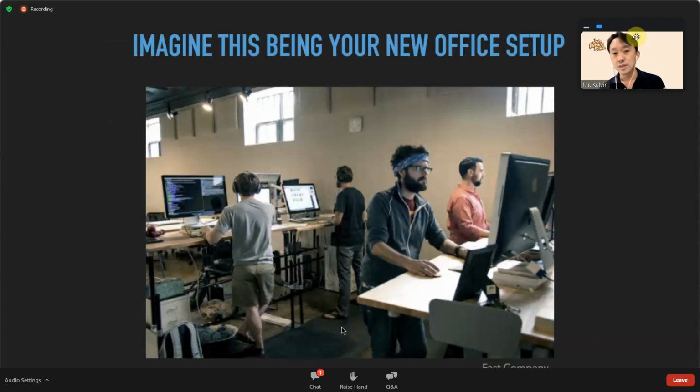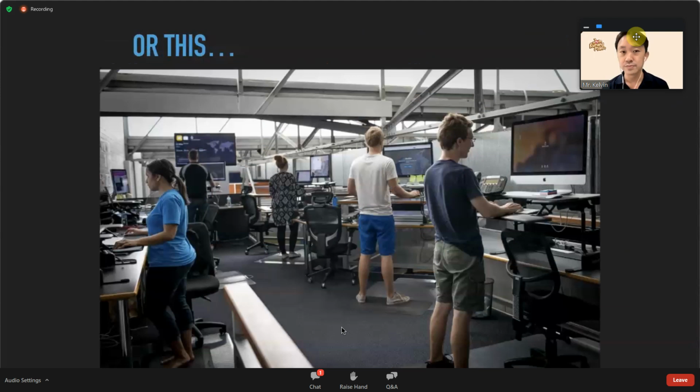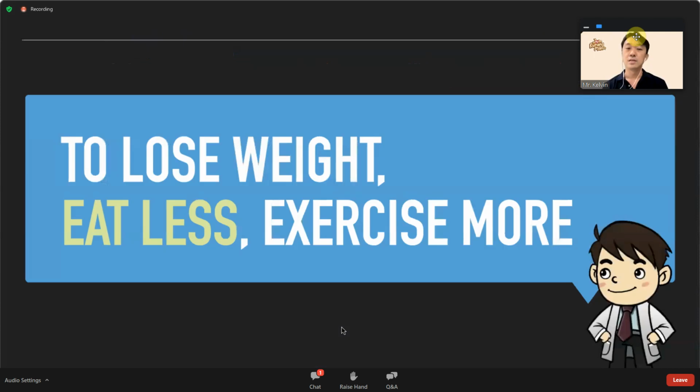So let's imagine this being your new office setup. Have you noticed there are no chairs there? Or this: there are chairs, but the office is designed for people to stand most of the time. By making their employees stand more, this company aimed to improve the general health and productivity of their staff. Perhaps there's something we can learn from them. The take-home message here is, to lose weight, eat less, exercise more.